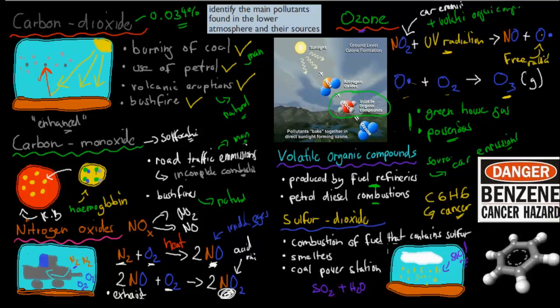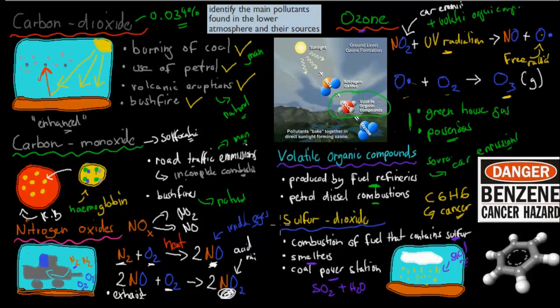Where can it come from? It can come from the combustion of fuel that contains sulfur. We said that some fuel will have a bit of sulfur in it. If we combust it, that sulfur will be released in the form of sulfur dioxide. Also smelters, because again, some of the ore might have sulfur in it. If we smelt that ore, then we will also release sulfur dioxide, and also coal power stations. There might be a bit of sulfur in that coal. If we burn it, we will release sulfur dioxide. These were the sources of sulfur dioxide.